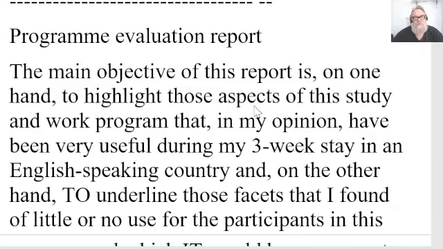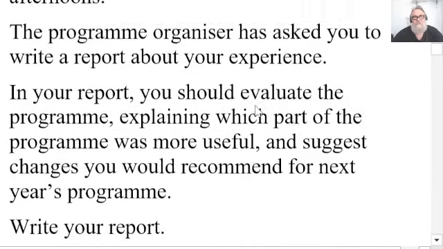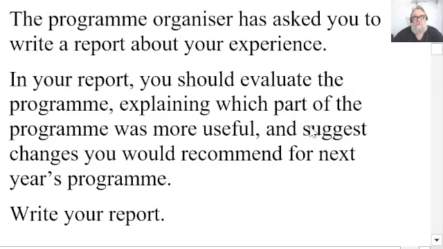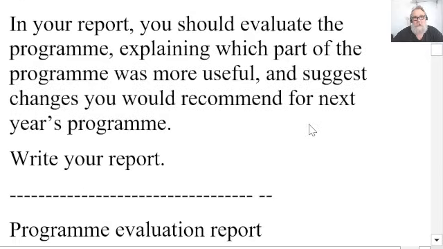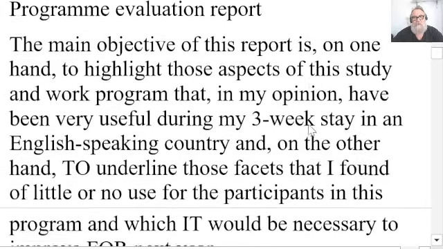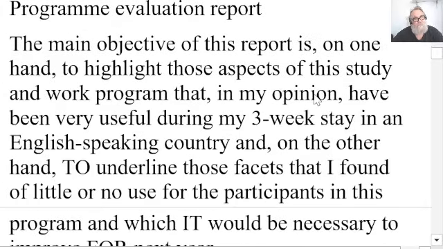Content. Have you completed the task? Did you answer the question? You should evaluate the program, explain which parts of the program were more useful, and suggest changes. I think you've answered this really very well. I think I'm going to give you probably 4 out of 5 for the content. It has included everything. This is quite good.